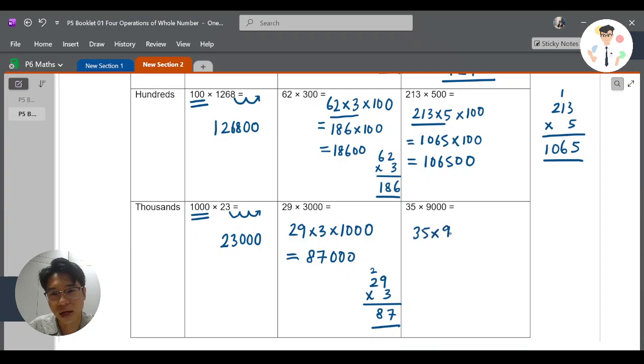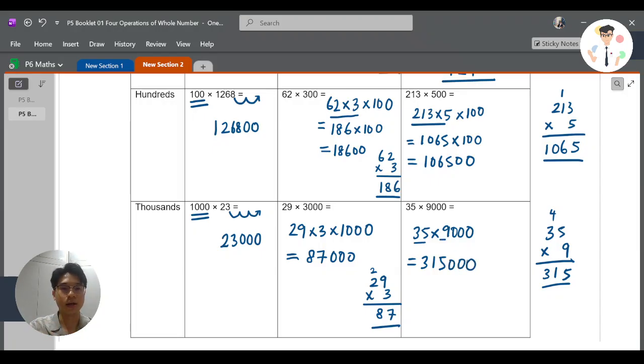Okay, last one. 35 times 9,000. Teacher, so difficult, up to 1,000 already. Again, same thing. I know I can separate to 35 times 9 first. 35 times 9, 45. 9, 3 times 9, 27. 27 plus 4, 31. So 315, correct? And don't forget 0, 0, 0.